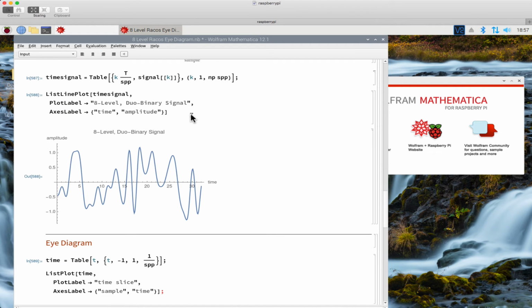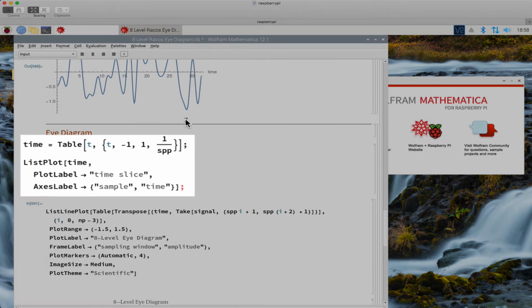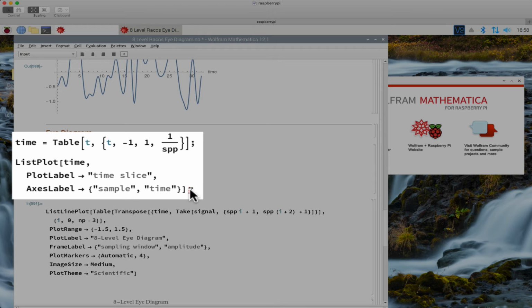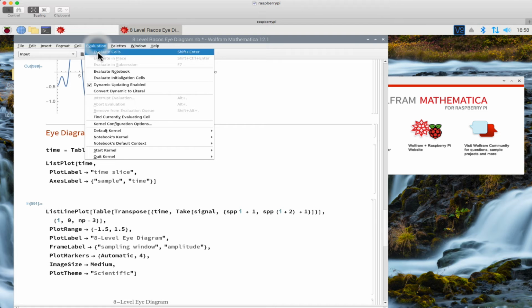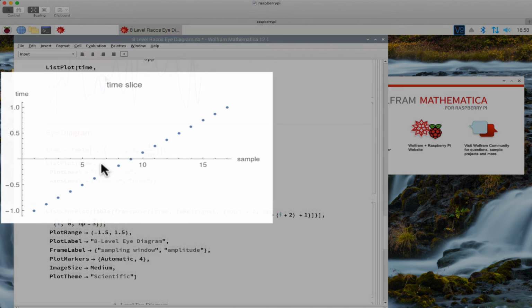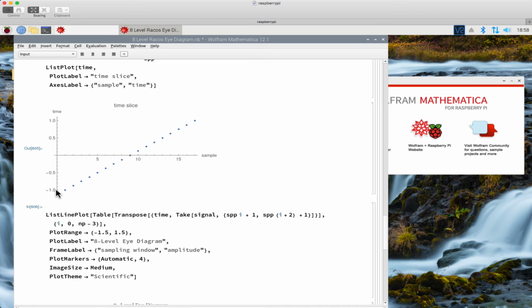To make an eye diagram, we need to transform a single symbol sampling period into its time equivalent. And that looks like this. Notice that on the horizontal axis we have the sample number, and the vertical axis we have the time, corresponding to the interval between adjacent 0 crossings of the raised cosine pulse.